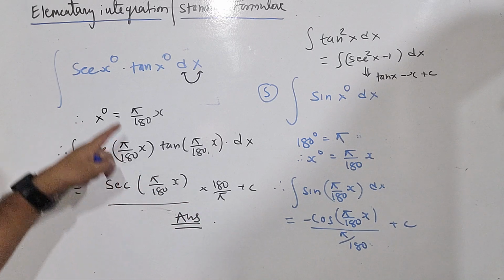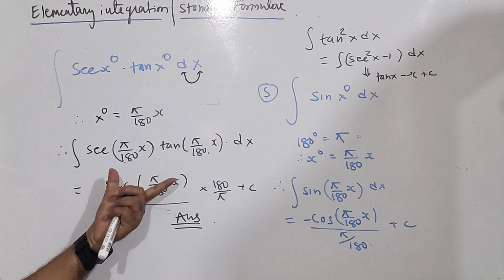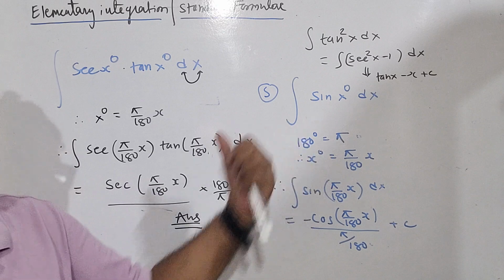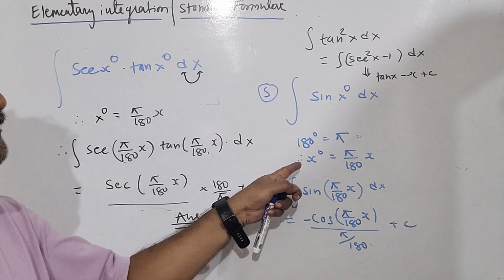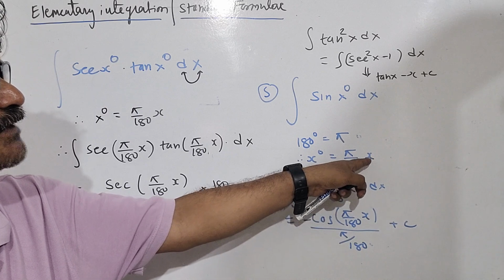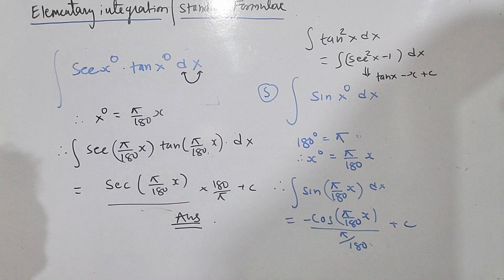For example, here we have transformed these integrations into this one because of our knowledge that 180 degree equals pi radian. So I can convert this x degree into radian, that is in x. Now whenever x is there and dx is there, now I can integrate it and I can apply the standard formulas. So I hope that you understand all these standard formulas. This is all about this lecture.